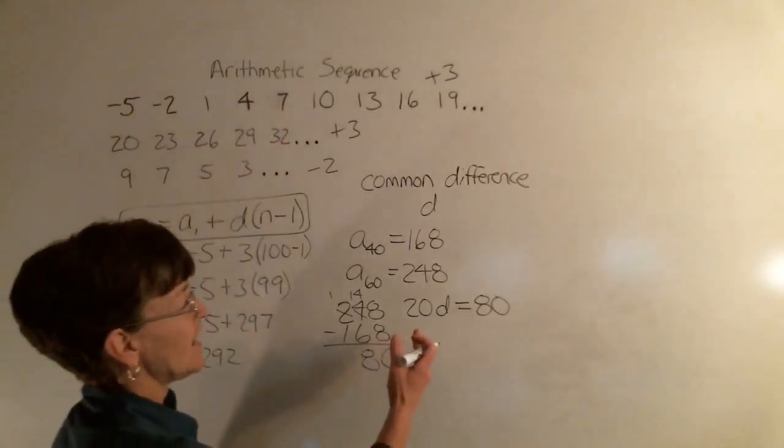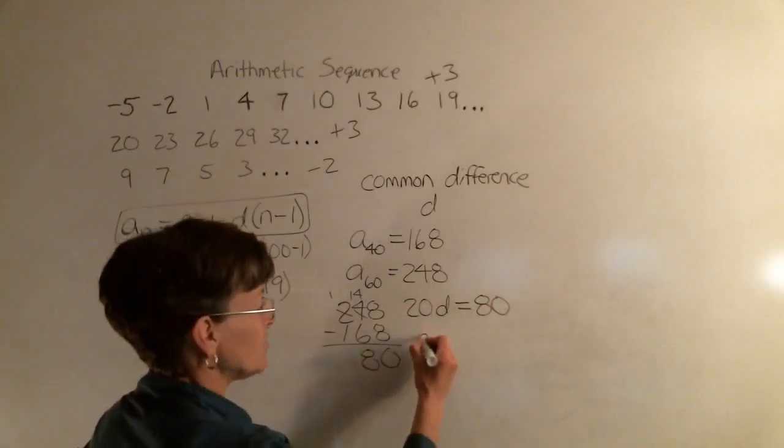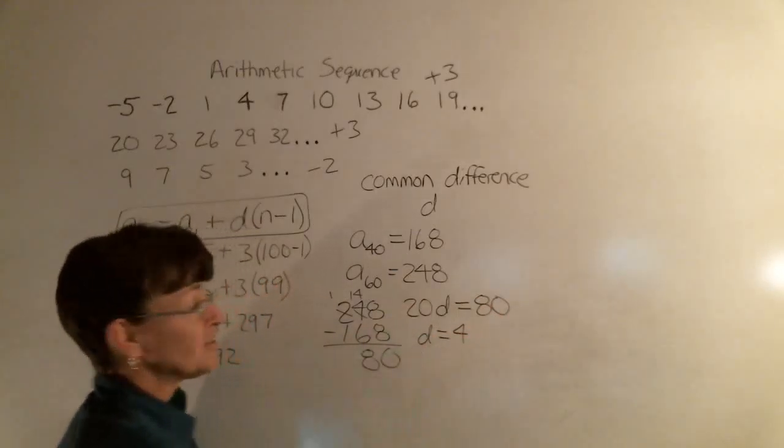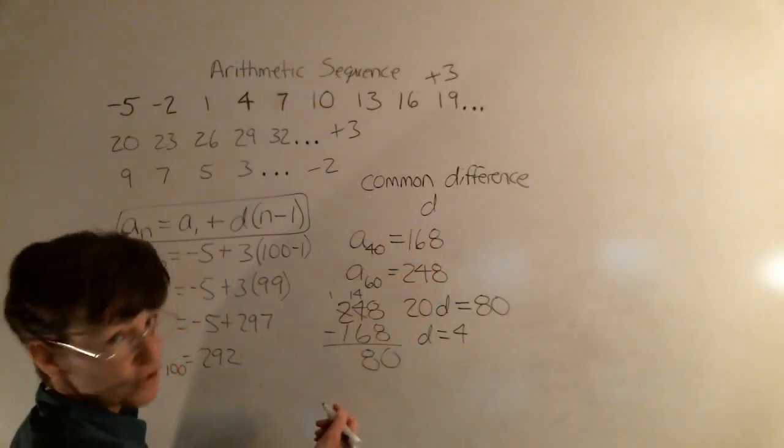Well, here I've got to add 20 of my D's to get to 80. Well, then that means D must equal 4. So I found D. All right. Well, let's just use one of these numbers then to figure out what the first term is.